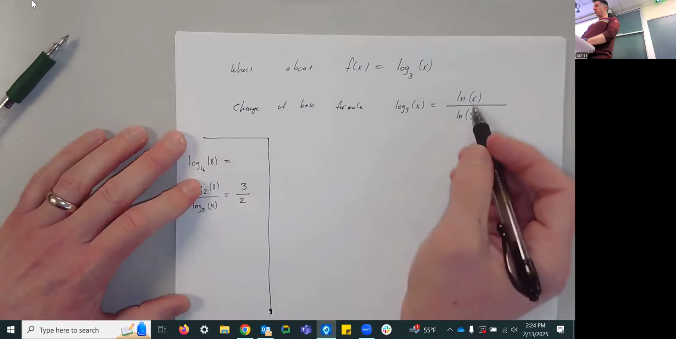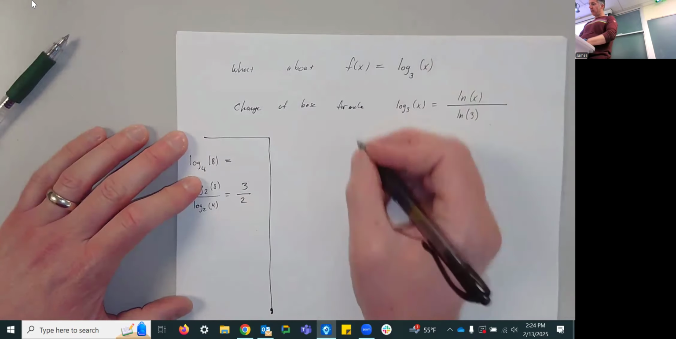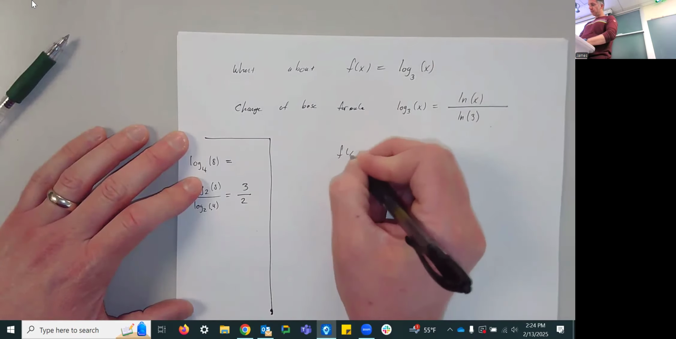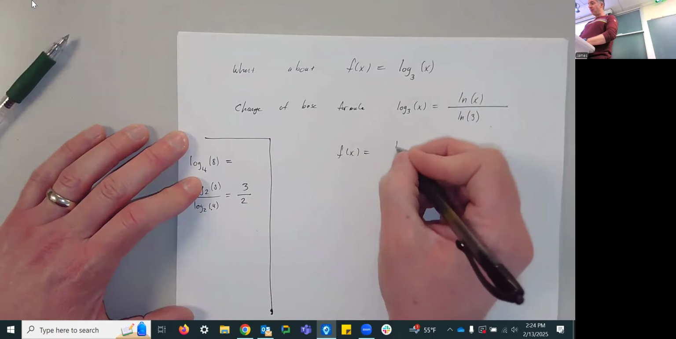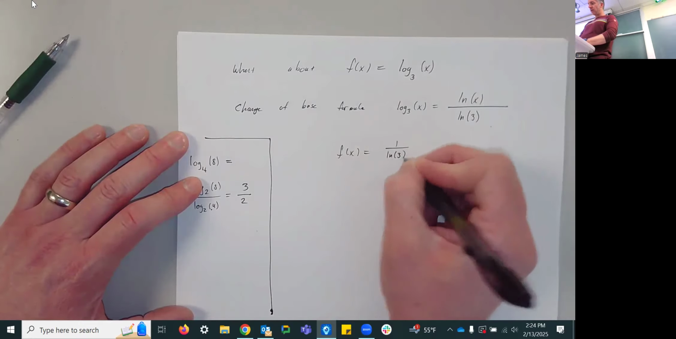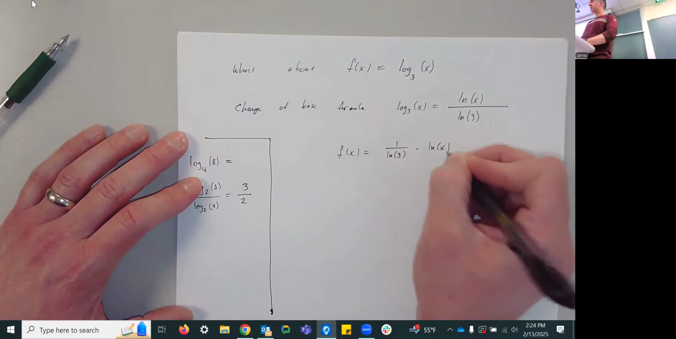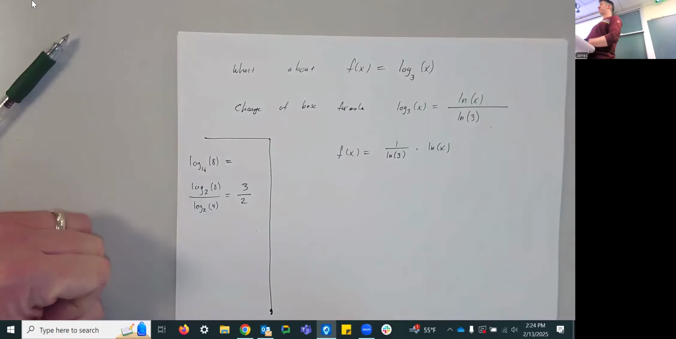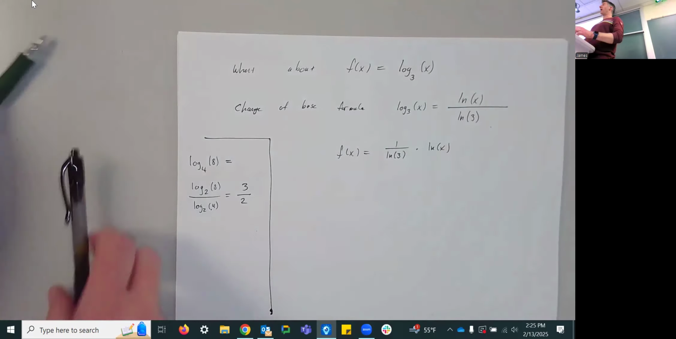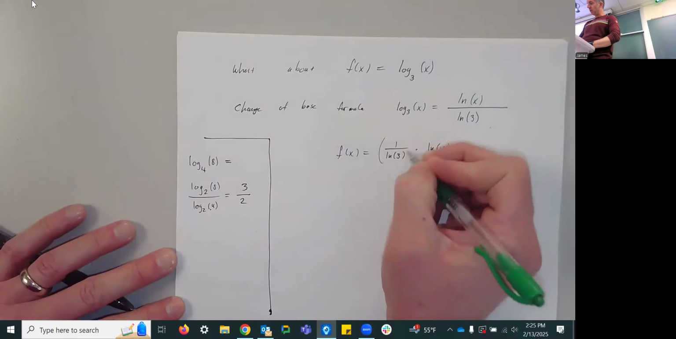So the idea here is, oh, look, we can rewrite log base 3 of x as 1 over natural log of 3 times natural log of x. And even though 1 over natural log of 3 is not a particularly nice number, it is a constant. Right? There's no x's there. That thing is a constant.